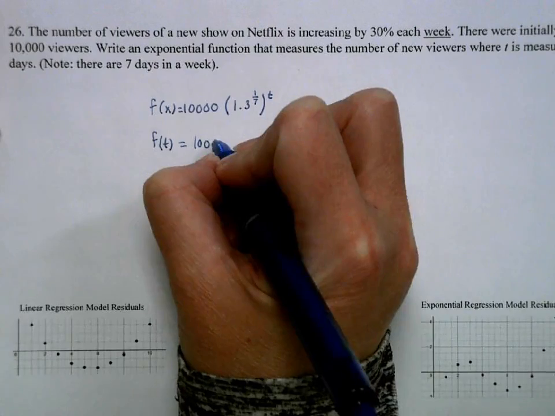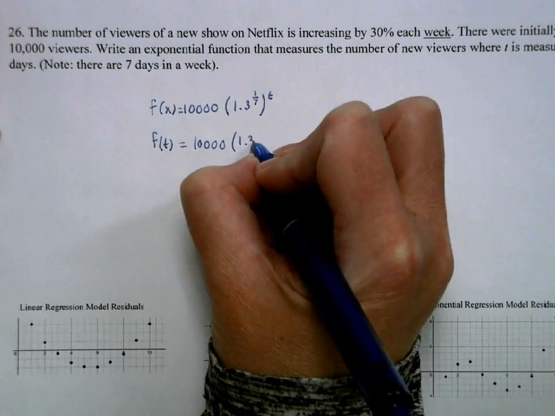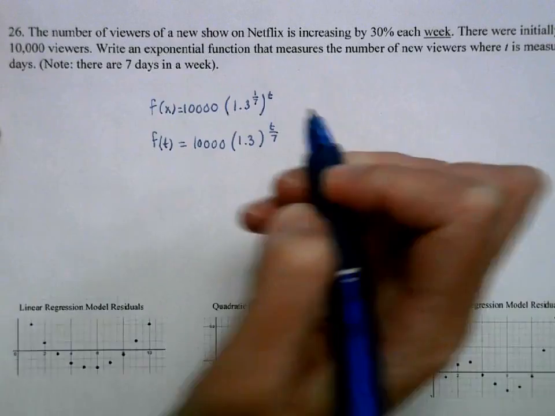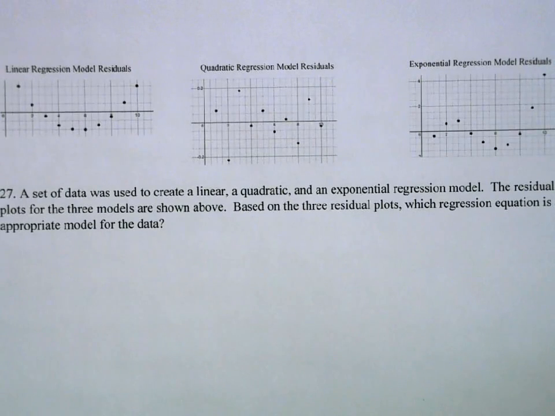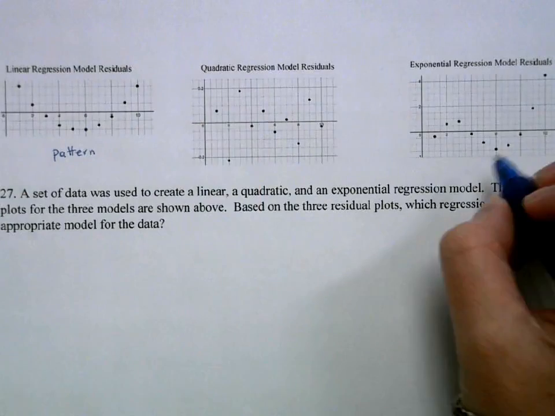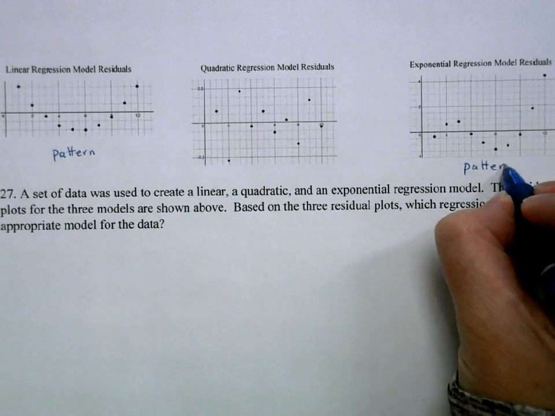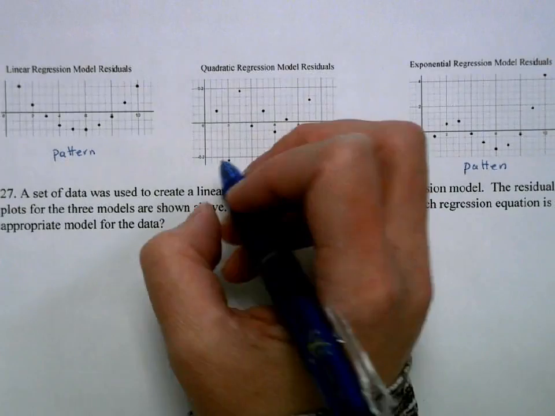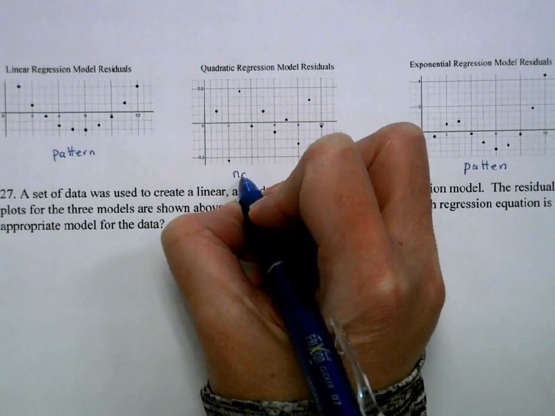Next we have some residual graphs. A set of data was used to create a linear, quadratic, and exponential regression. We have the 3 residual plots, so we want to pick which one is the best model. What we're looking for is no clear pattern. Here we have a pattern. Here we have a pattern. Here we have no pattern. No clear pattern, which means quadratic is the regression for us.